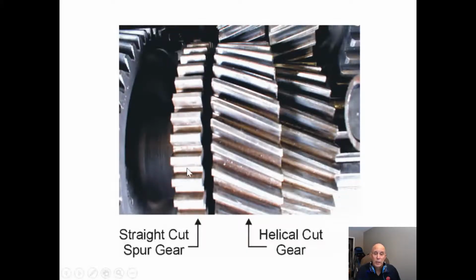Okay, so straight cut gear, helical cut gear. Now, we also said in a straight cut gear, we only have the contact between this gear and the gear that it mates with. But in a helical cut gear, we have up to 2, maybe 3 teeth that are in contact at any given time. So now it places less load on each one of these teeth than it does on these.